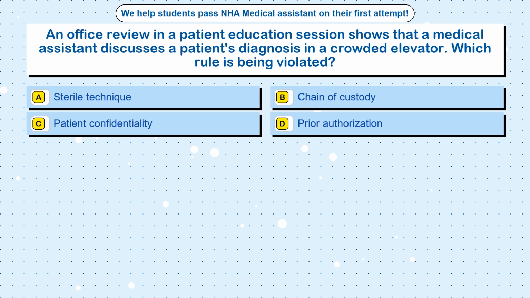Question 76. An office review in a patient education session shows that a medical assistant discusses a patient's diagnosis in a crowded elevator. Which rule is being violated? Option A. Sterile technique. Option B. Chain of custody. Option C. Patient confidentiality. Option D. Prior authorization.